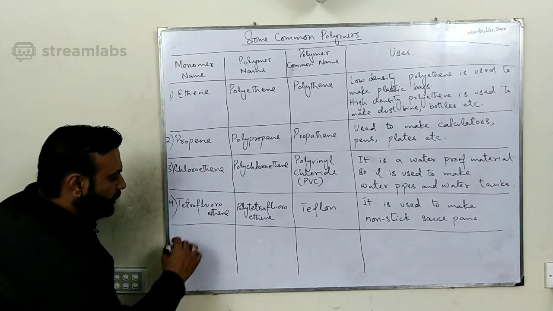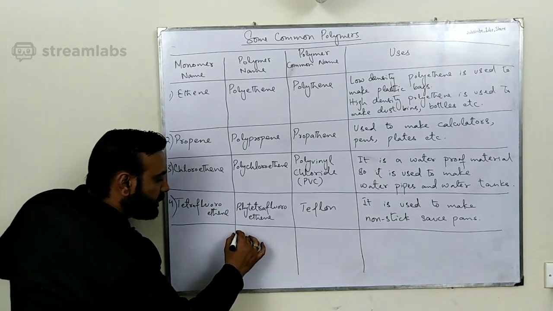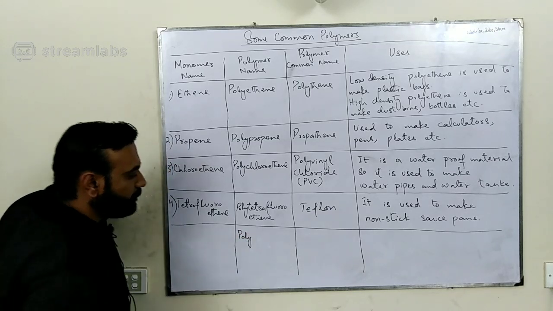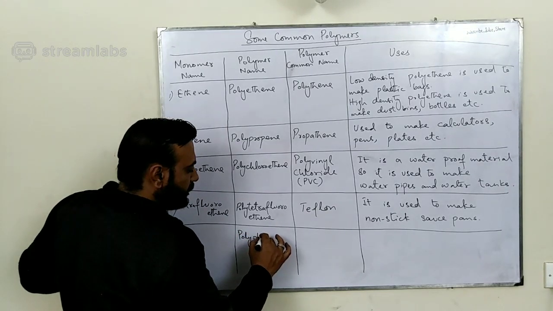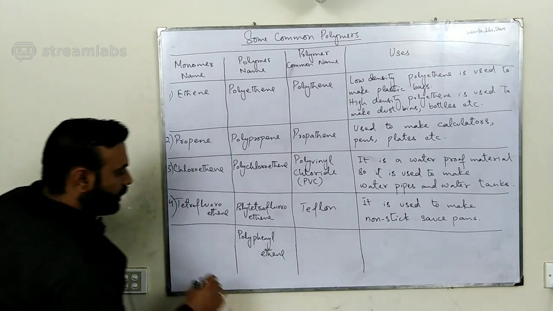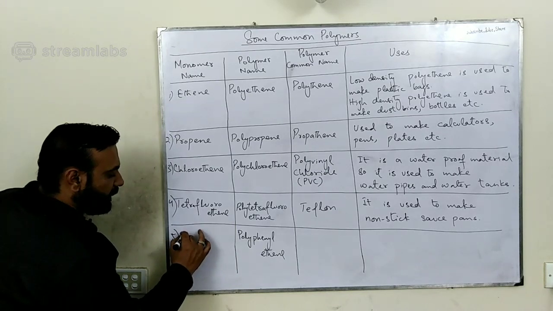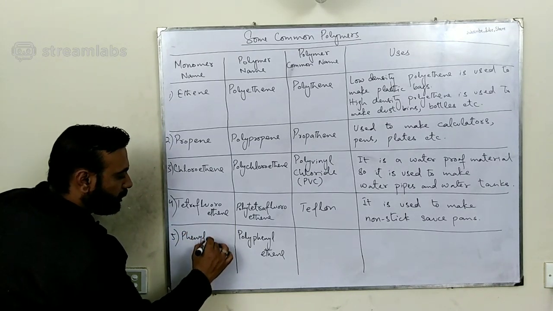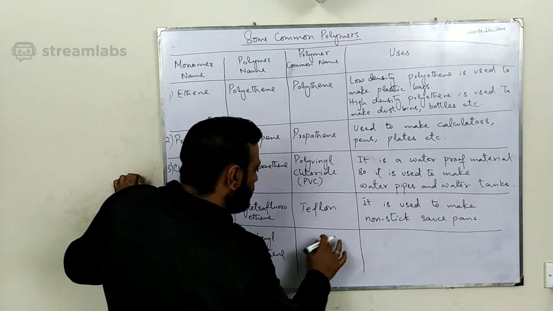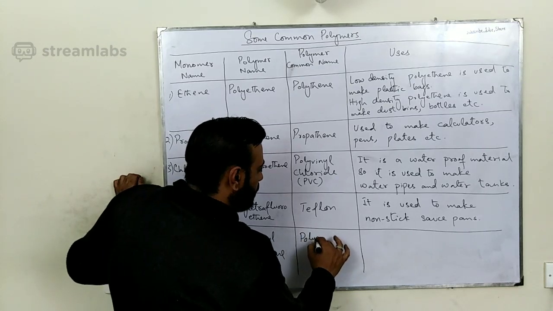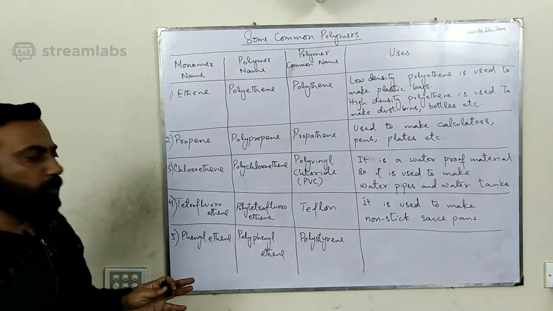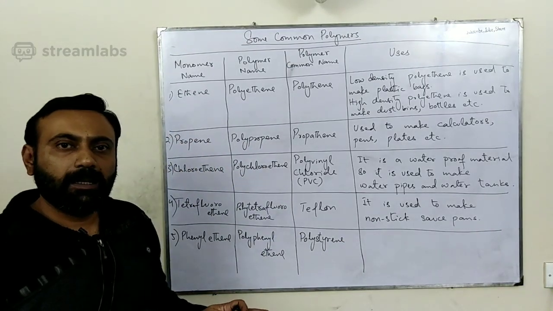Okay, another common polymer is polyphenylethene. Obviously, the name of the monomer would be phenylethene, and its common name is polystyrene. You also know this polymer with the name styrofoam.